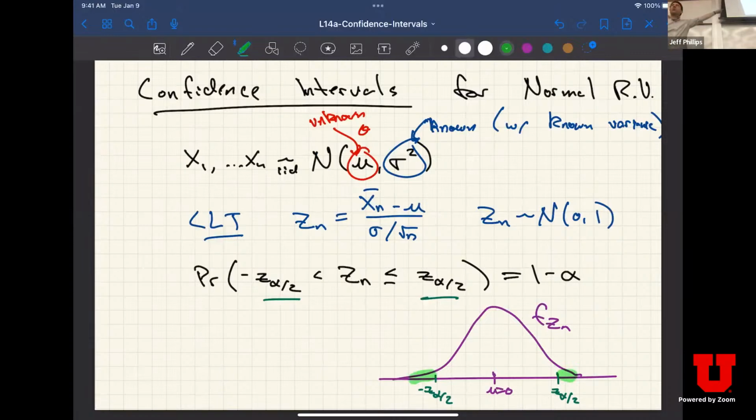What is this area? What does area under a PDF represent, just in general? Is it a random variable? Is it a constant? What if I integrate part of a PDF? It's the probability, right? An area under a curve is a probability. This area is equal to some probability, okay? And I want to choose those green values, Z alpha over 2, so that the green part under the purple curve, under the PDF, has a particular probability.